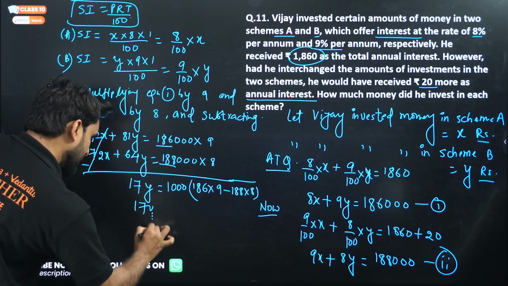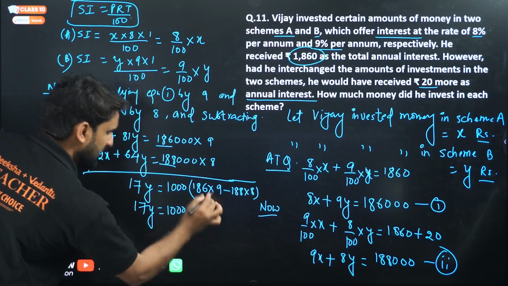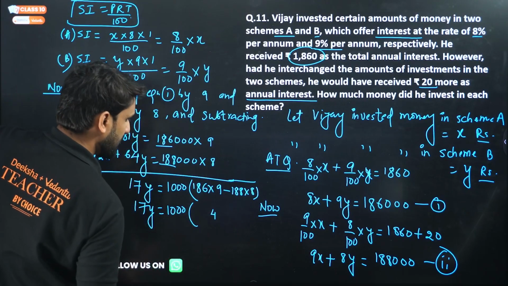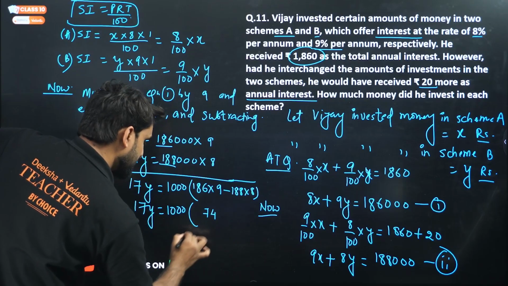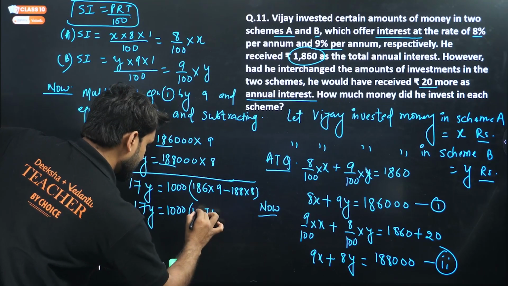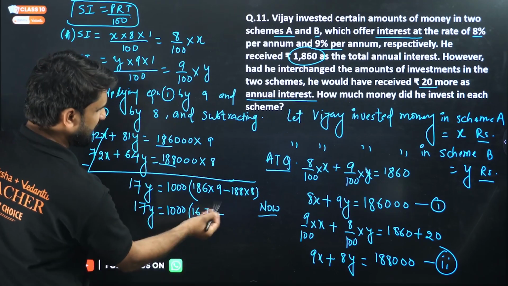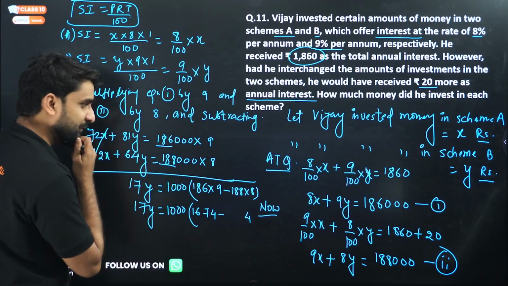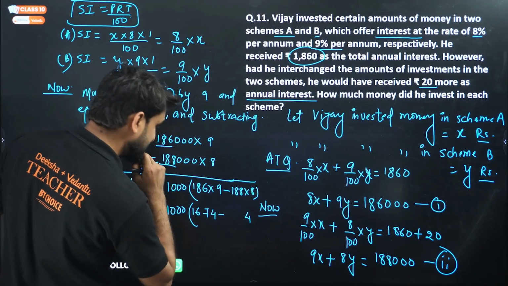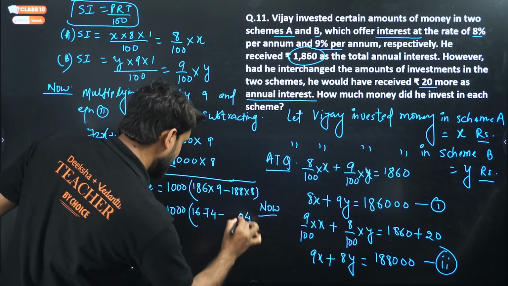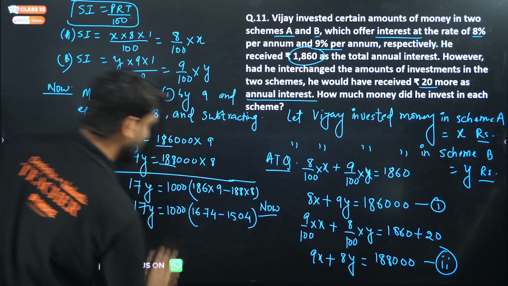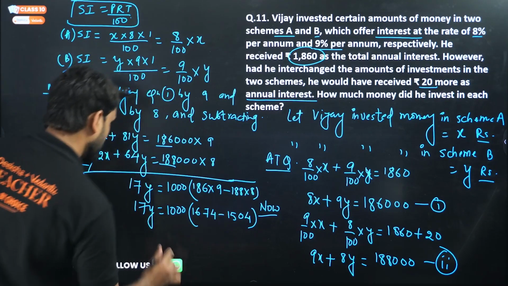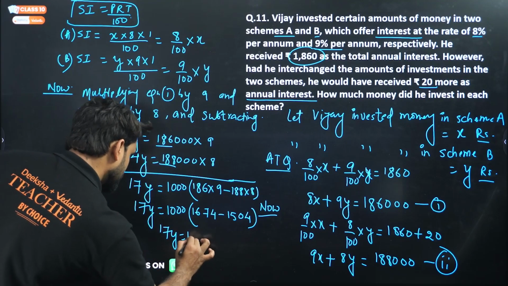So 17y will be 1000, and what will be this? This will be 1674. Please check it. You can multiply in your pen, and this will be 64, and 64, 6 is carry, 64, 0, 70, and this will be there. I think, if I may write, please check it out. Okay, 1764. 17y equals 1000.